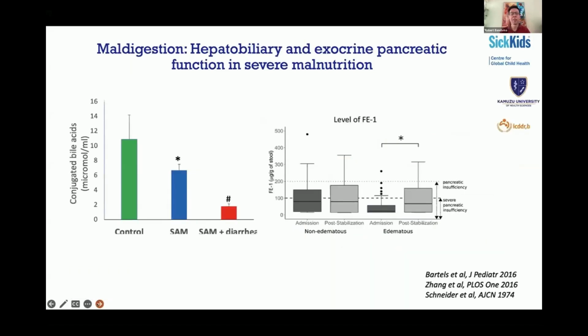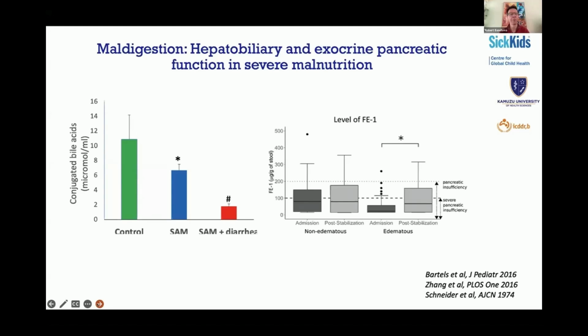And then another aspect is the digestive organs are also affected, in the sense that we know that there's hepatobiliary dysfunction, so there's not as much bile being produced. And of course, bile acids are very important for lipid digestion and therefore also absorption. And also the exocrine pancreas, which you see on the right, is severely affected. And basically these children behave as children with cystic fibrosis. They have not even moderate, but severe signs of exocrine pancreas dysfunction, which very likely affects both their protein absorption and their lipid absorption.